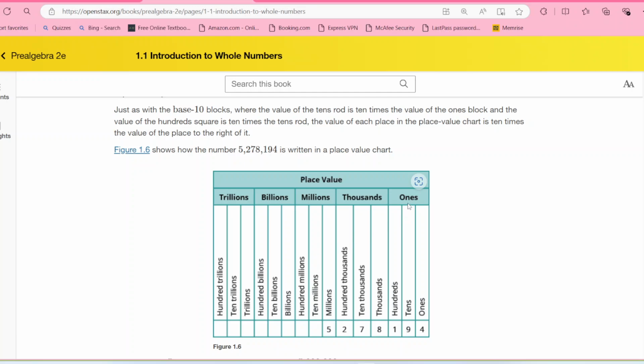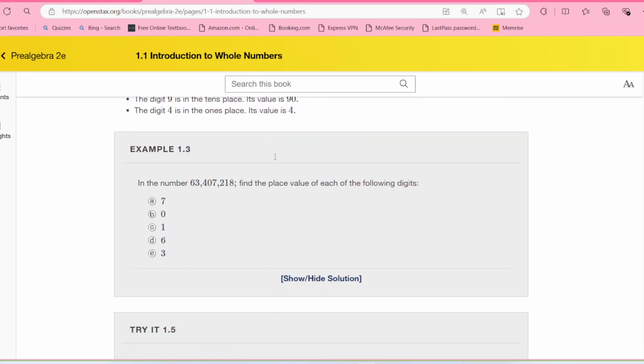The only period name that isn't said is the last one, the ones period. So the way this number would be read is 5 million, then 278,194. Again, they don't say the word ones when reading that final period. 5,278,194. All right, so we're moving now to example 1.3.